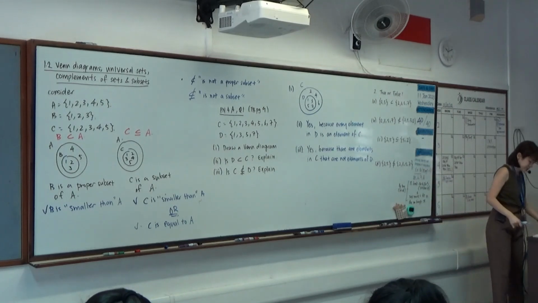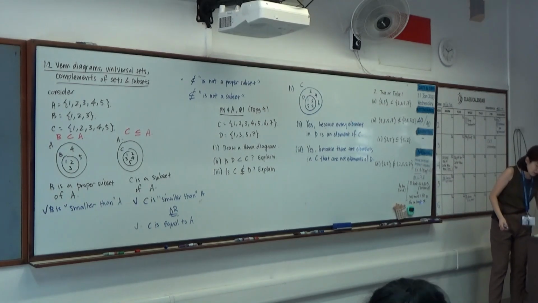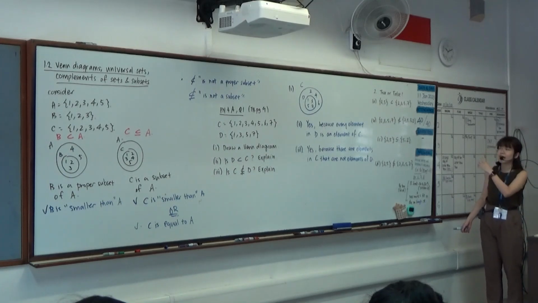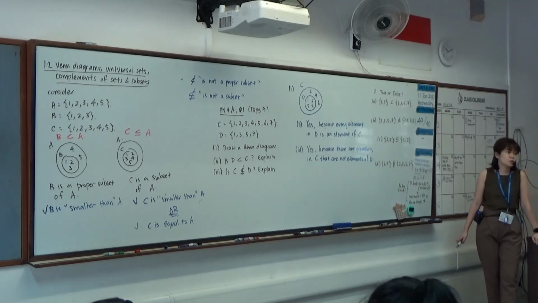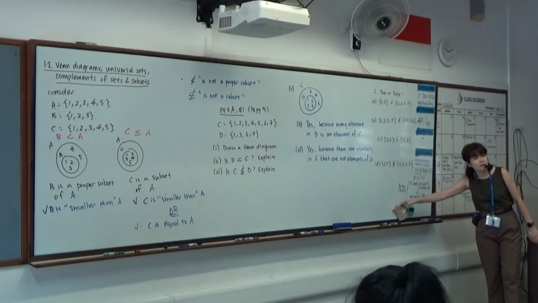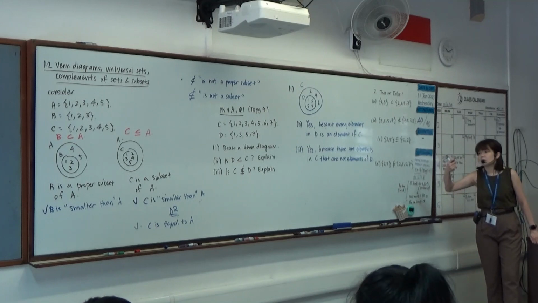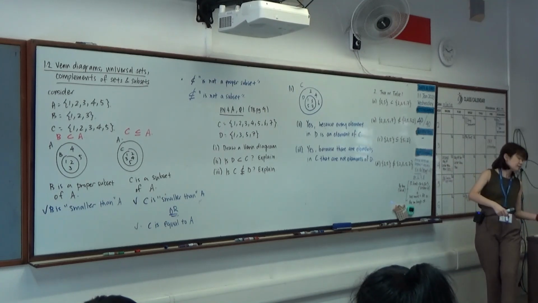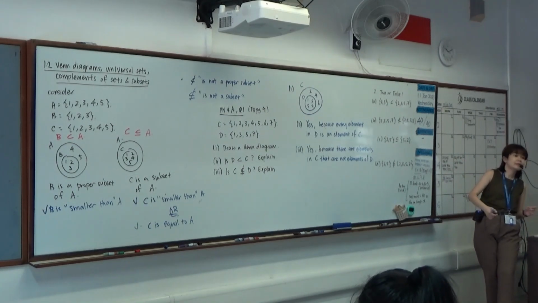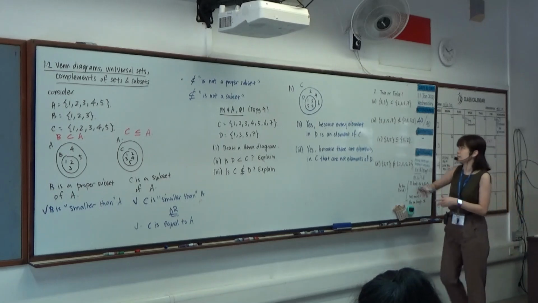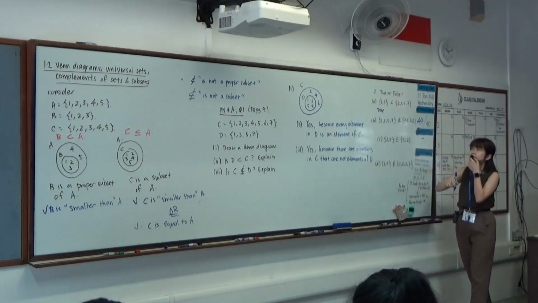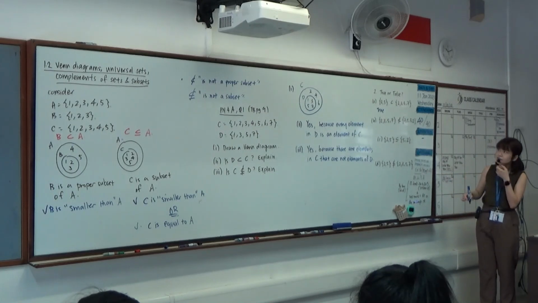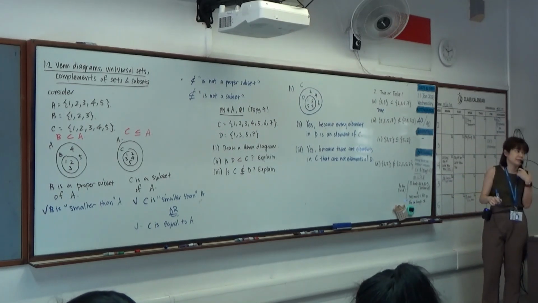Question 2. You want to see whether it is true or false. So the set {2, 5}, is it a proper subset of {2, 3, 5, 7}? True or false? What do you think? Vanessa. Yeah, true. So yes, it is true, because we see that all the elements in the set {2, 5} are actually found in the set {2, 3, 5, 7}.